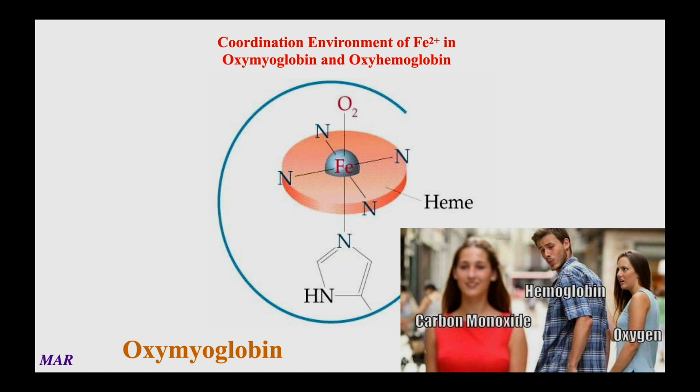I put this in here because carbon monoxide has a higher formation constant to the iron in hemoglobin than oxygen does. So if hemoglobin is around carbon monoxide, it'll take the CO up and kick the oxygen out. And that's bad for our bodies. Our bodies need the oxygen. CO, of course, will kill us.